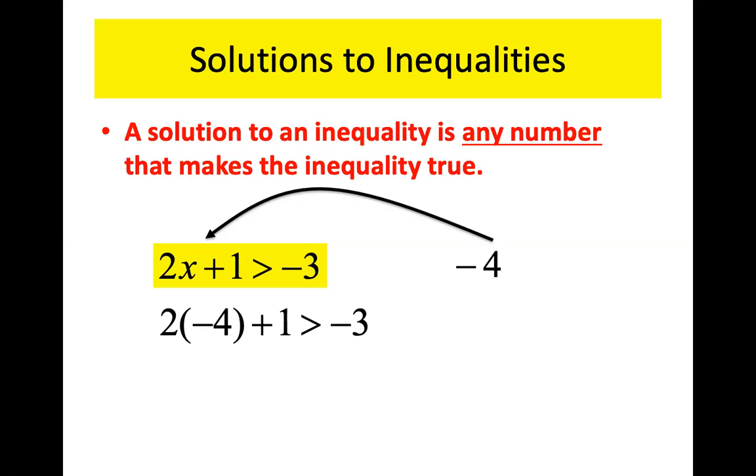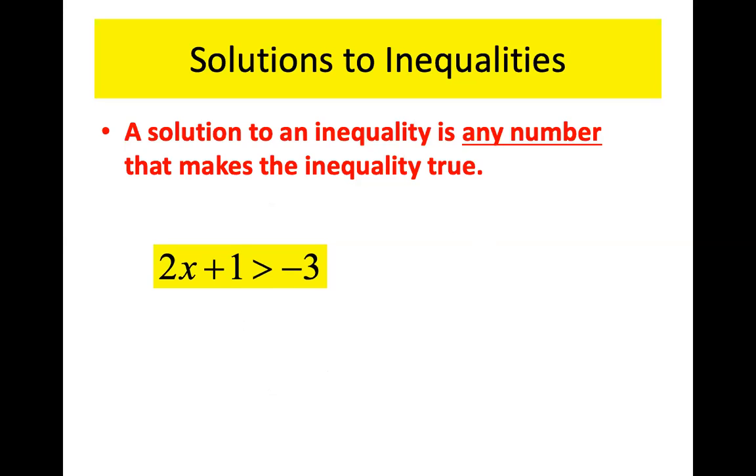What is 2 times -4? And what's -8 plus 1? No, it's -7. Is -7 greater than -3? Yes. No. What happens with negative numbers? As the number increases, what happens to its value? It's smaller. So -7 is smaller than -3, so this one's a big fat no. Well, how about -1? Let's see if yes.